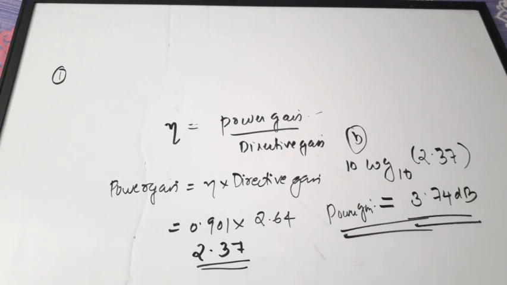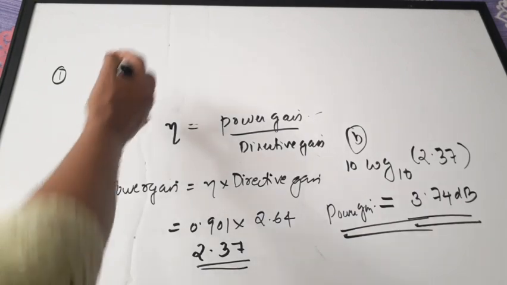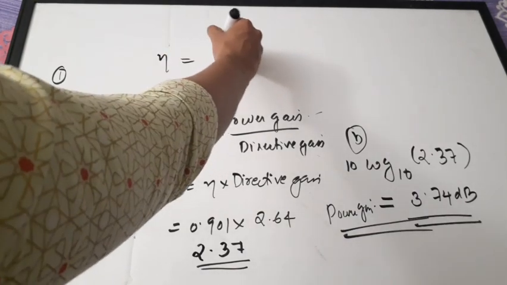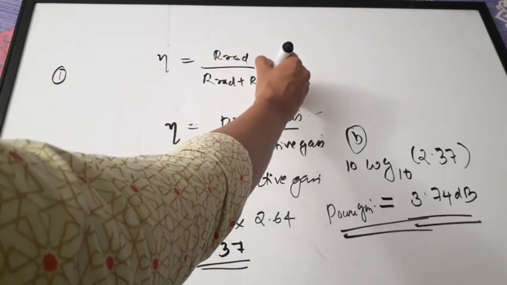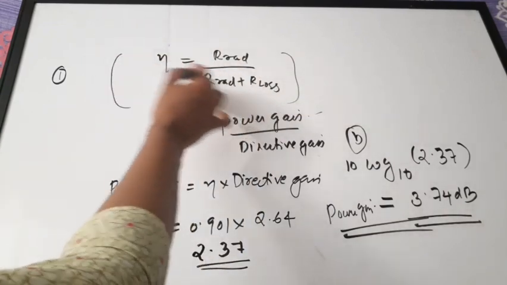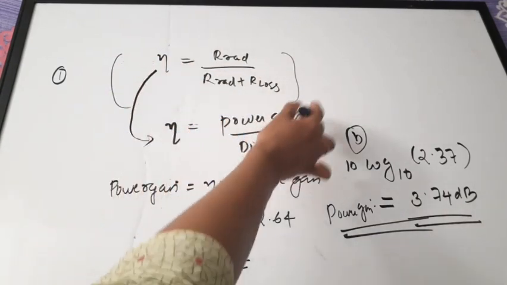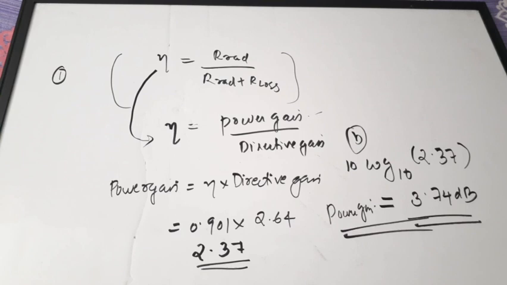So what we have done here is, first we have to remember, or study by heart, the radiation resistance of a half wave dipole antenna, which is 73 ohms. The efficiency in terms of resistance is radiation resistance by radiation resistance plus loss resistance. From here we'll find eta and put it in the gain equation and find the power gain. I hope it is clear to everyone. Please note these two equations also. So for the first question, the correct answer is option B.